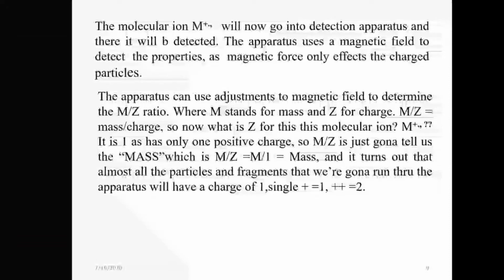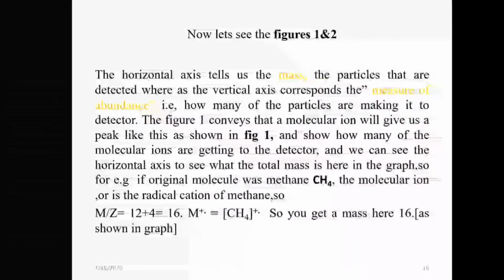And it turns out that almost all particles and fragments that we are going to run through the apparatus will have a charge of 1, single plus equals 1, or double plus equals 2, because it's a methane molecule. And we show how many of the molecular ions are getting to the detector in figure 1, and we can see the horizontal axis to see what the total mass is here in the graph.